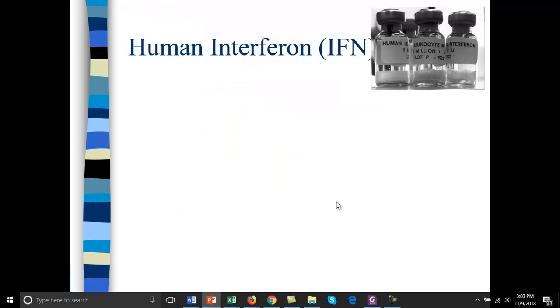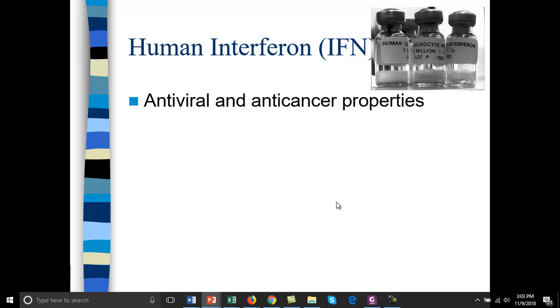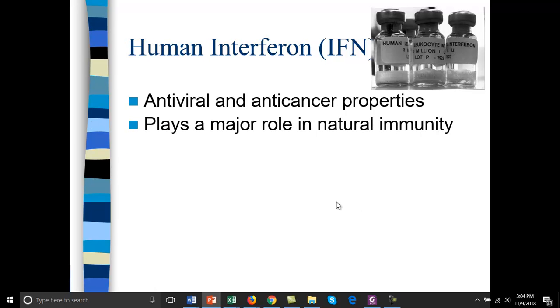Okay. Another drug that's used against viruses is human interferon. And humans produce lots of different types of interferon protein, but interferon alpha, beta, and gamma have been produced using genetic engineering for therapeutic purposes. It's an antiviral drug. It's used a lot for hepatitis C. It's also an anti-cancer drug. And it plays a role in natural immunity, but only in very low levels.